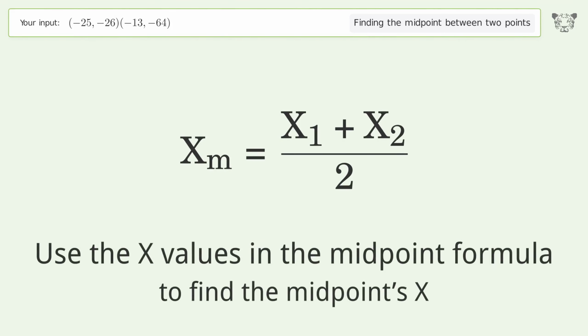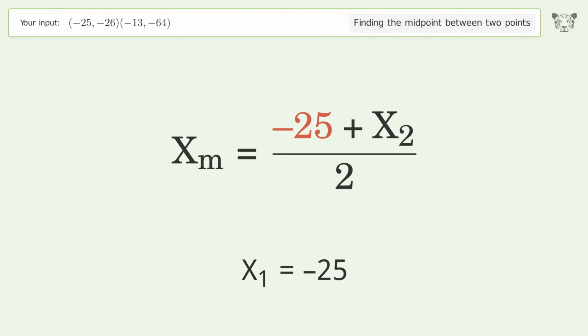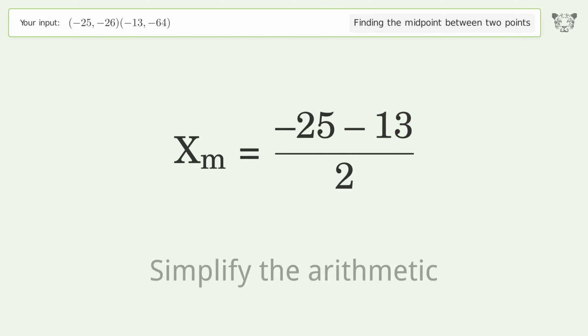Use the x values in the midpoint formula to find the midpoints x. x1 equals -25. x2 equals -13. Simplify the arithmetic.